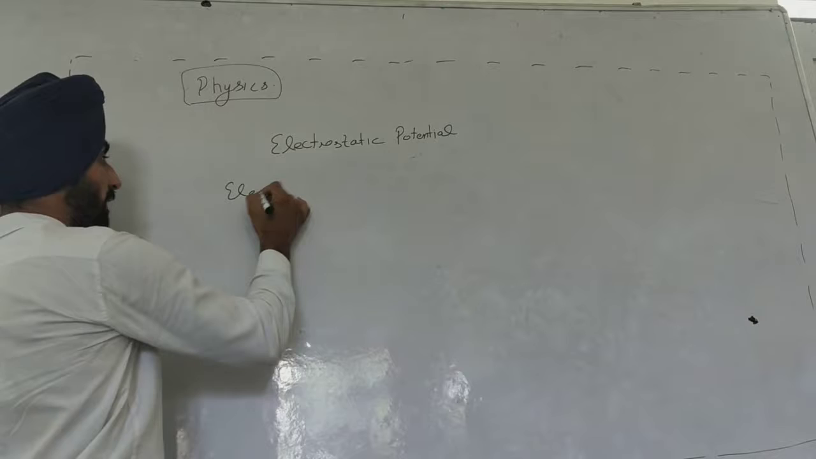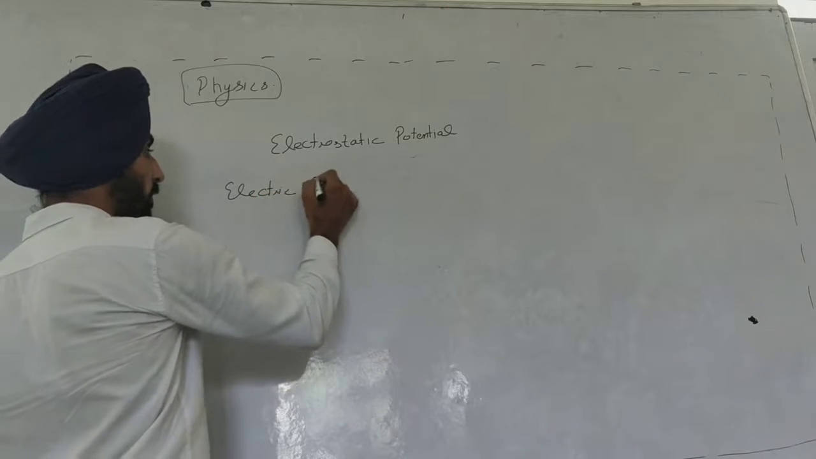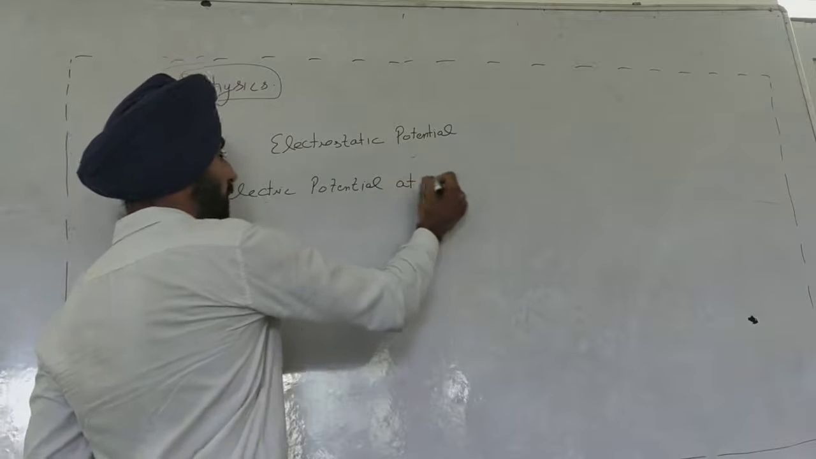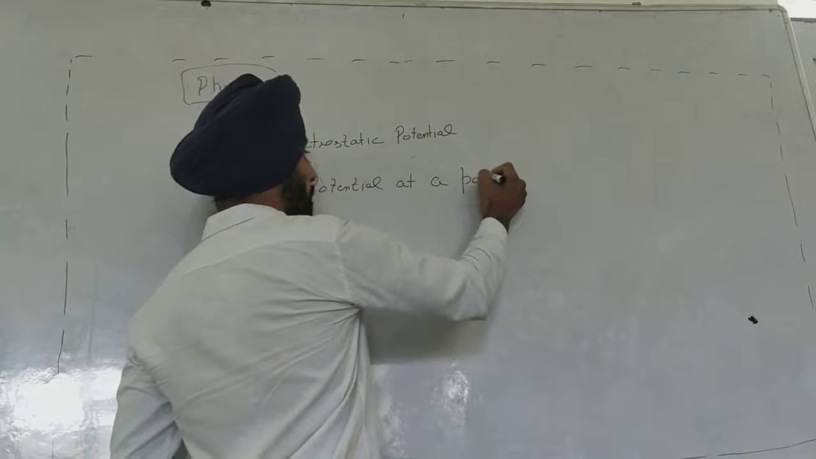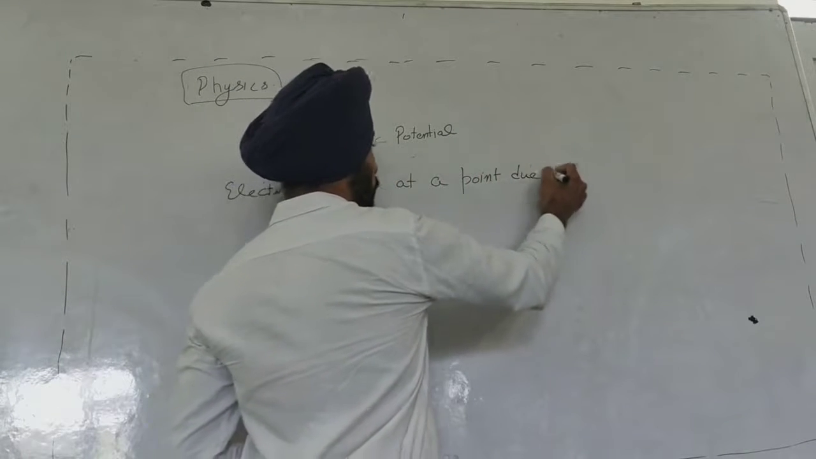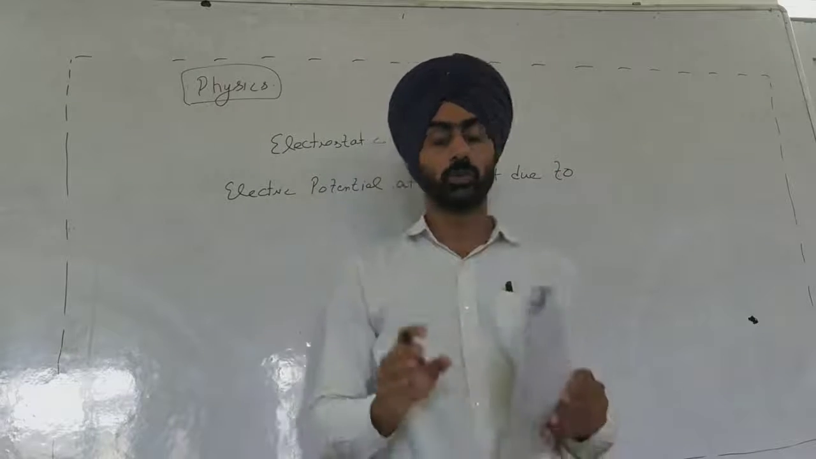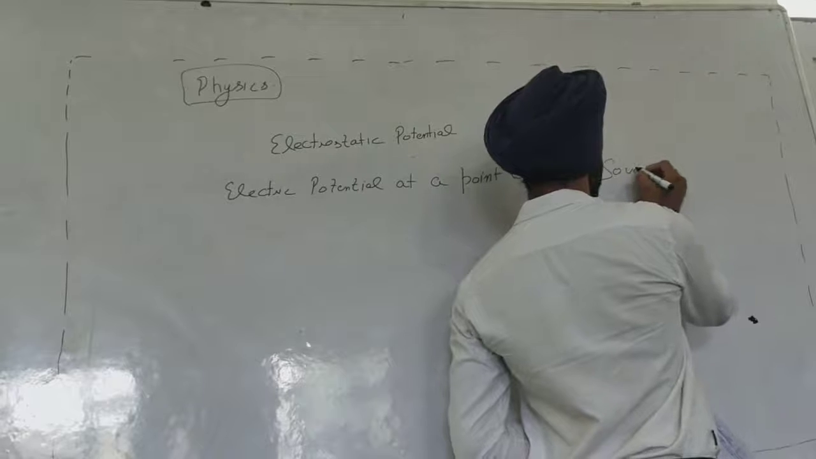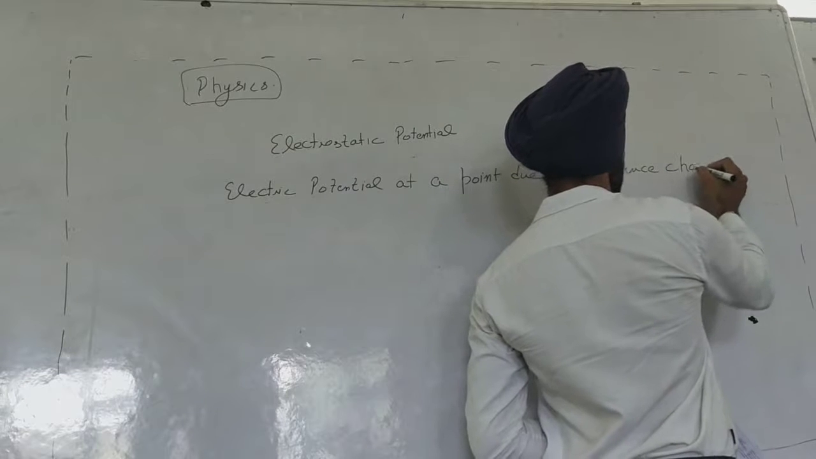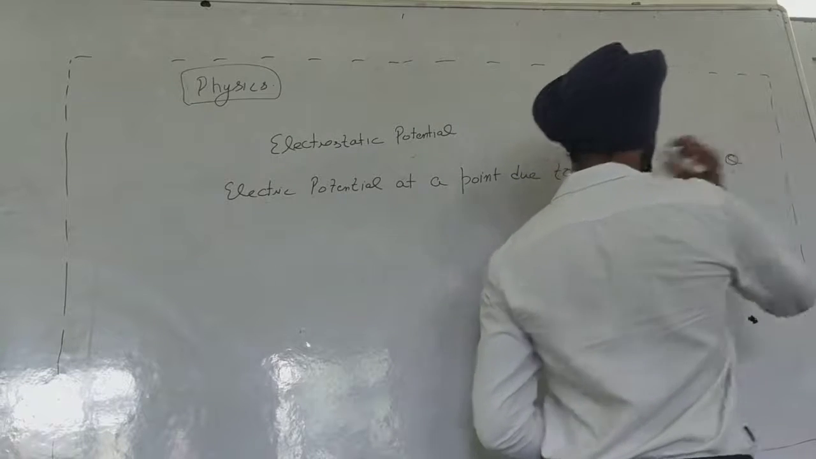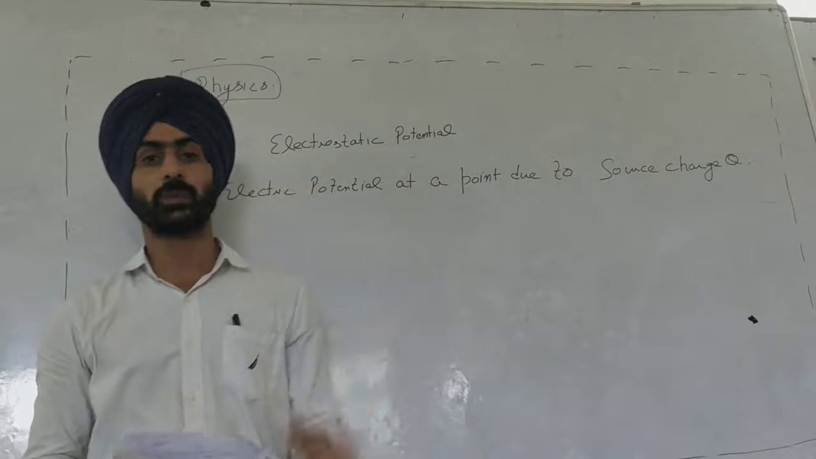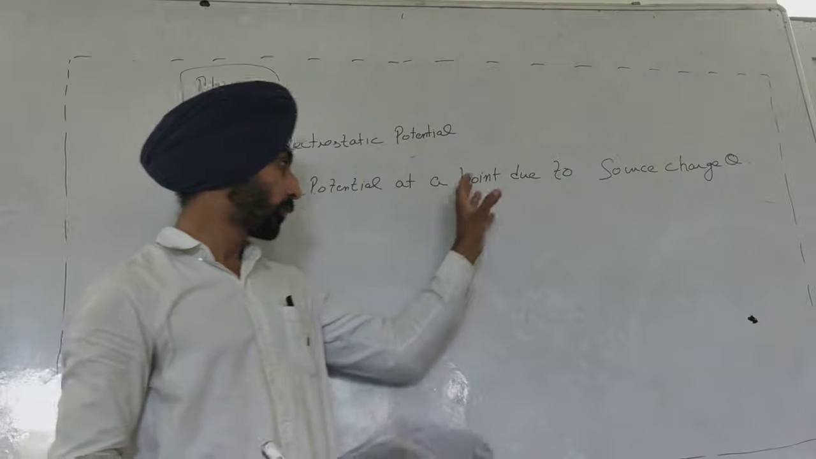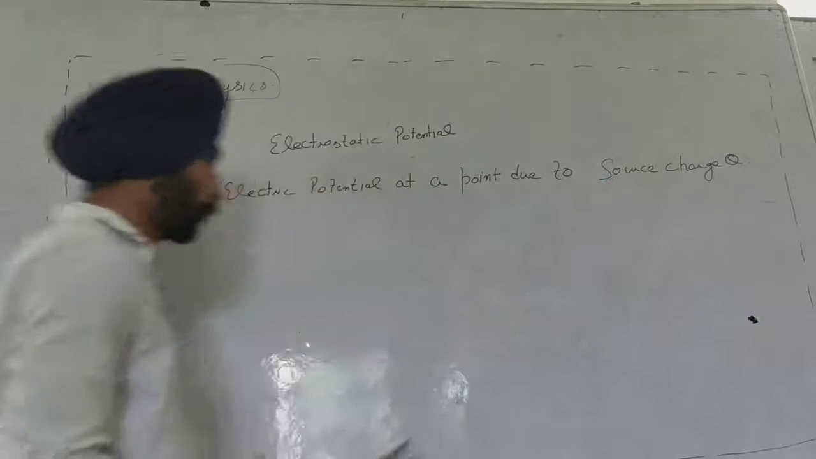We will calculate the electric potential at a point due to a source charge. We will calculate the expression of the potential at some point due to source charge Q.